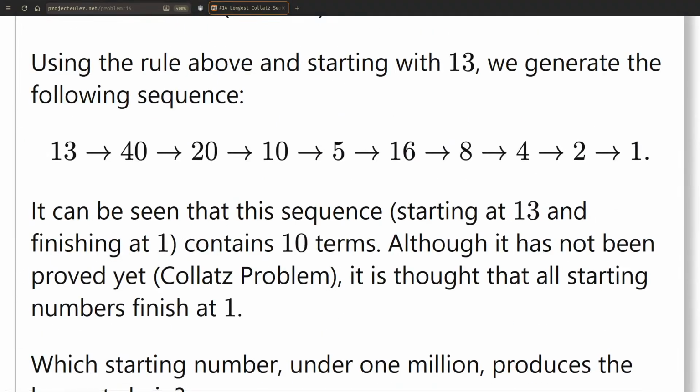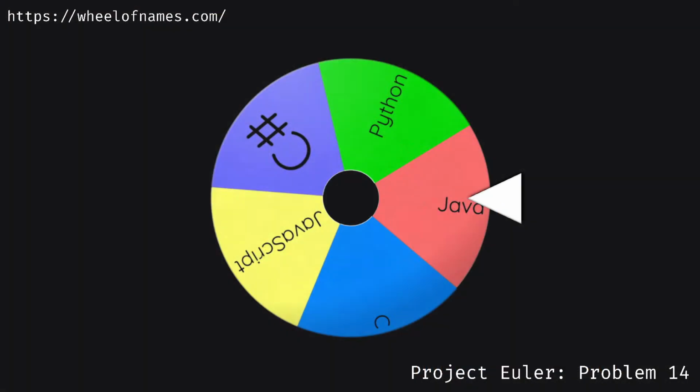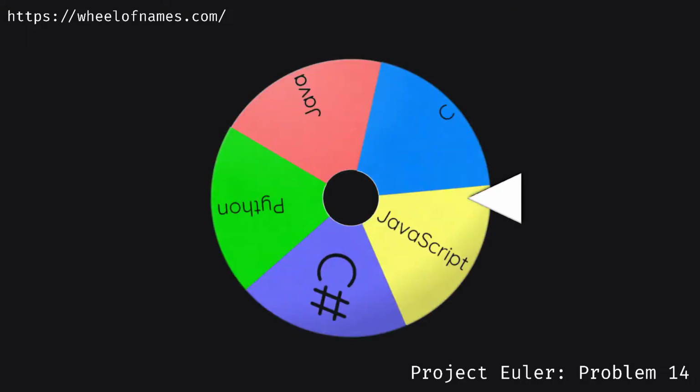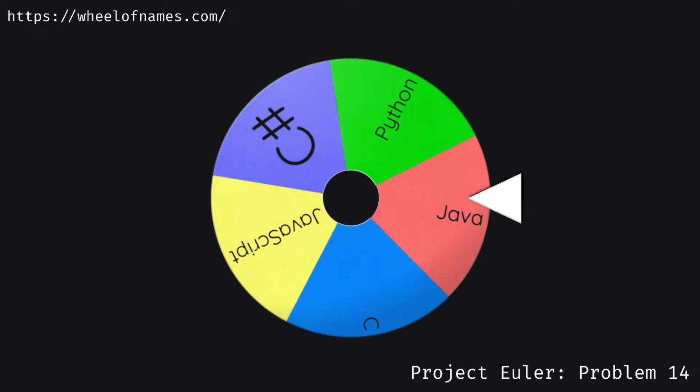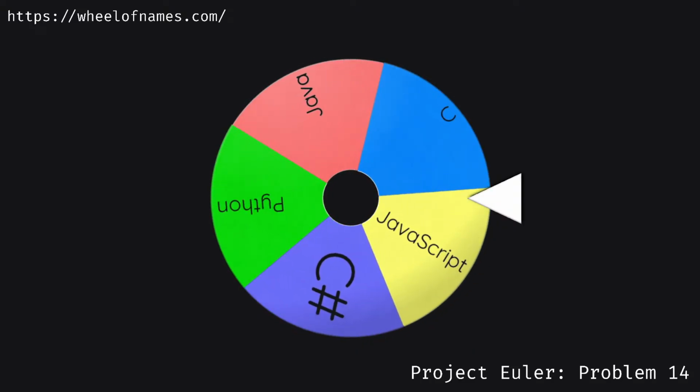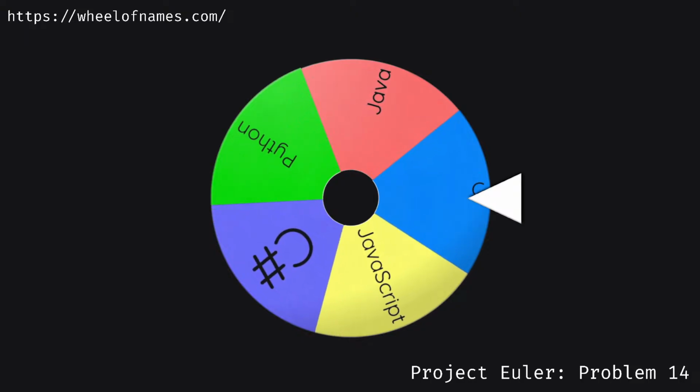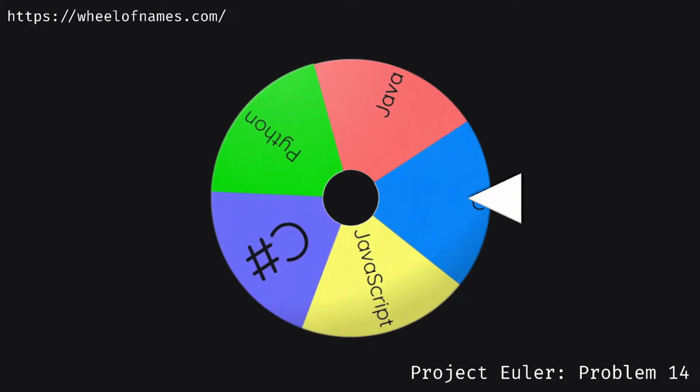Let's spin the wheel and get a language. Last time we got Java. What are we gonna get now? JavaScript. Oh, C again. We landed pretty close to the middle. So it really wants us to use C. So we're gonna use C.